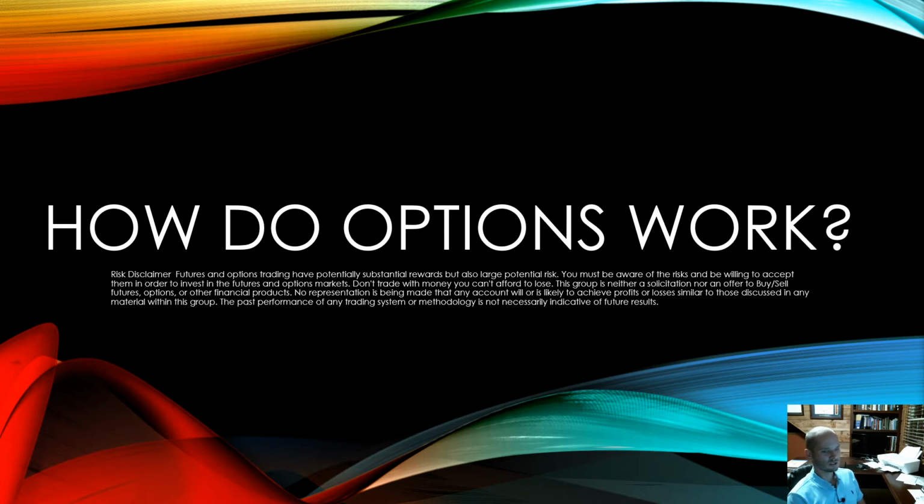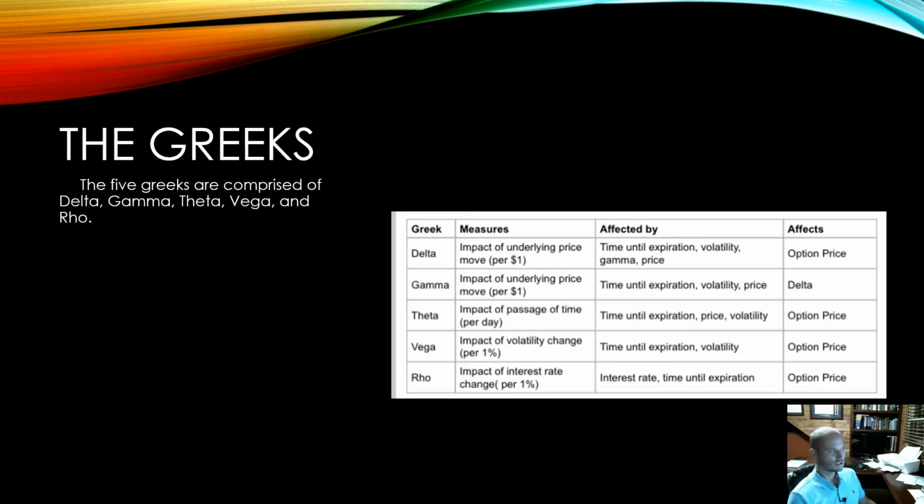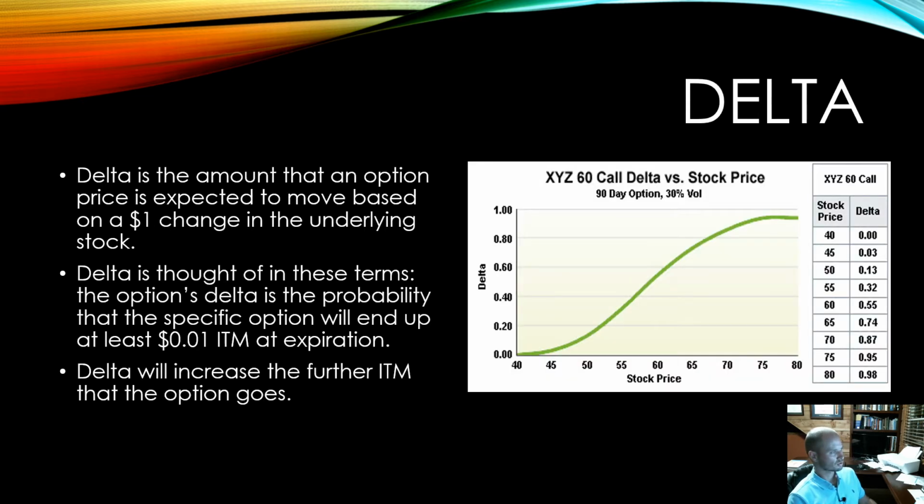Okay, so we got that out of the way, and we can move on to the Greeks. There are 5 options Greeks, and they're called delta, gamma, theta, vega, and rho. I've attached a little chart there that you can go back and use as a reference. We'll dive a little bit deeper into each Greek right now. So we'll start with delta.